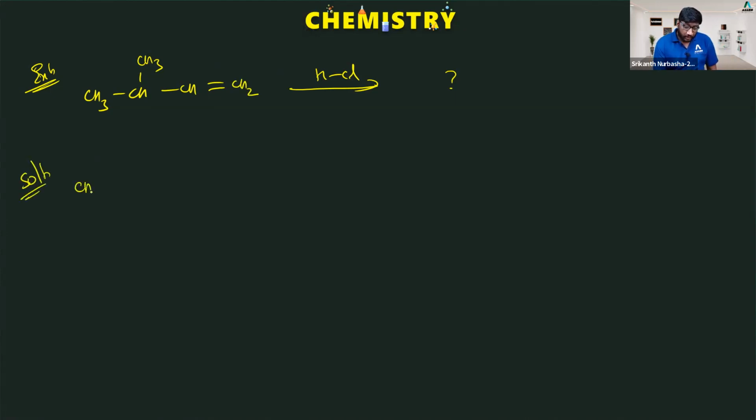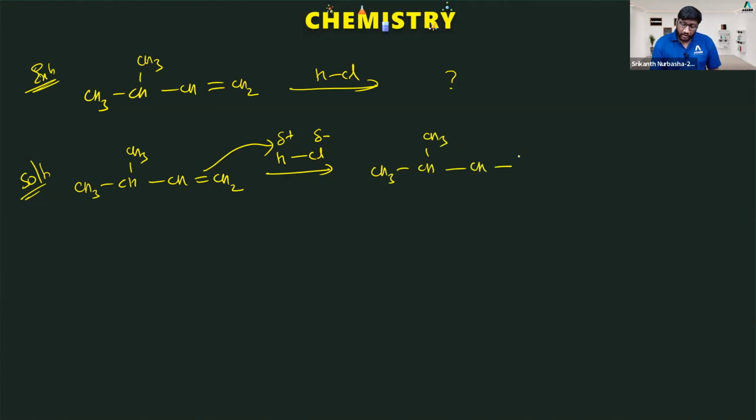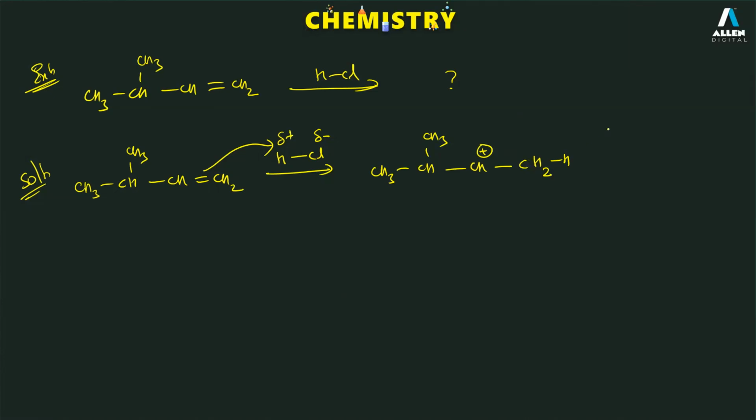First step, the pi electron density is going to attack the electrophile. That is why this reaction is said to be an electrophilic addition reaction. CH3, CH3, CH double bond CH2 is treated with H plus, partial positive on hydrogen, partial negative on chlorine. The pi electron density attacks H plus, forming CH3, CH3, CH, and CH2 is now connected with hydrogen, and this carbon gets a positive charge. The positive charge is not found on the terminal carbon because that would be primary. So what type of carbocation is this? Secondary carbocation, or simply a 2 degree carbocation.